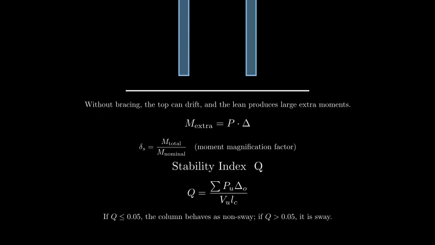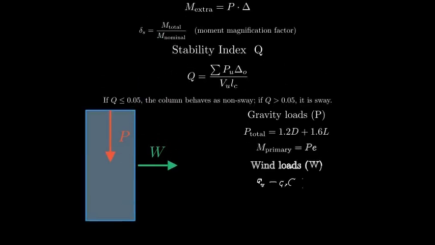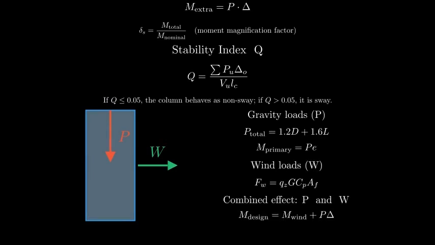Let's bring gravity and wind loads into the picture. Gravity loads are the dead load plus live load, giving us P total equals 1.2D plus 1.6L, and that axial load can create a primary moment P times E if it is eccentric. Wind loads act horizontally with F sub W equal to Q sub Z times the gust factor times the pressure coefficient times the face area.